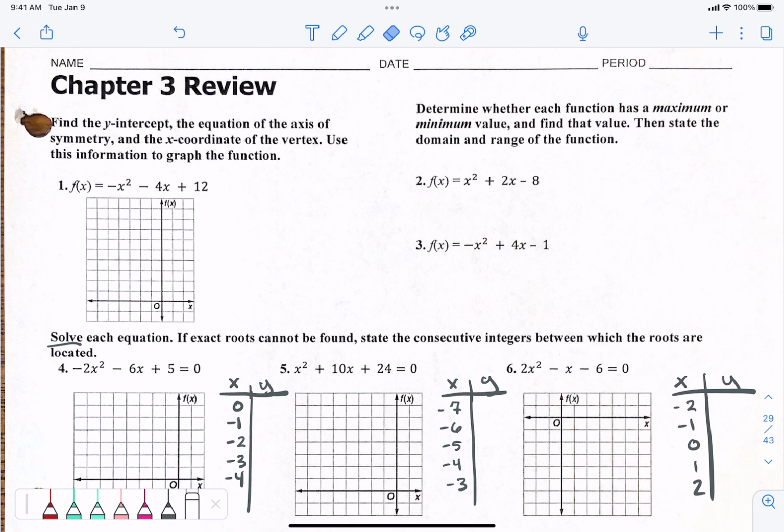We'll start with number 1 and we'll work from front to back now, even though we have the last 3 done. Number 1 is asking for a couple different things. The y-intercept first for this problem. They want the axis of symmetry, and then they want the vertex. So I'm going to write all those things down so I make sure I don't forget anything. All right, and then we have to graph it, okay?